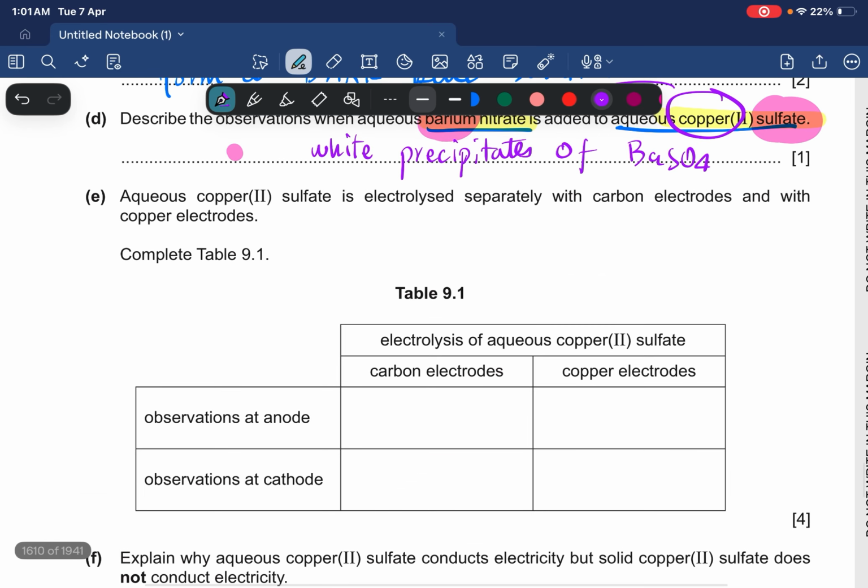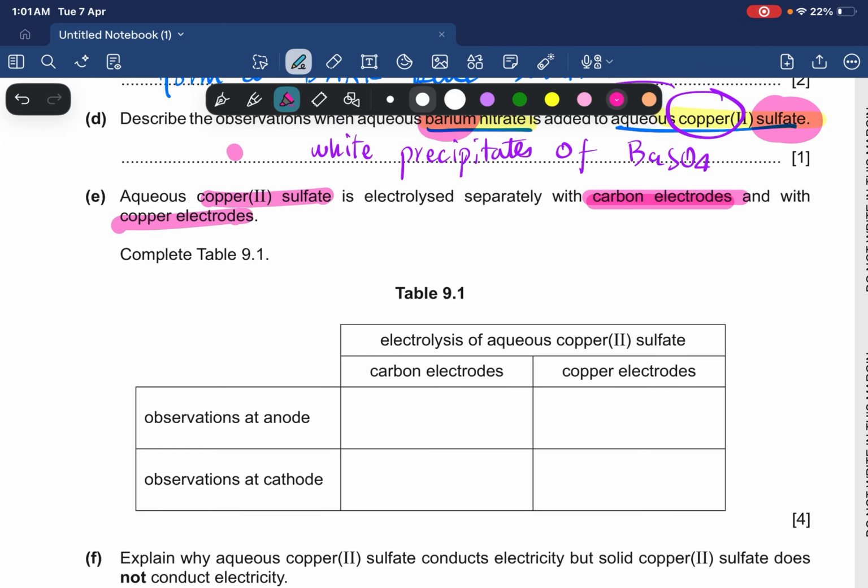so we don't care about it. Aqueous copper(II) sulfate is electrolyzed separately with carbon electrodes and with copper electrodes. When we use carbon electrodes, normal electrolysis takes place, but when you use copper electrodes, it's going to be copper that is oxidized at the anode, and copper that is reduced at the cathode.